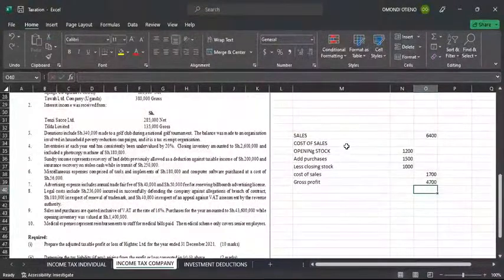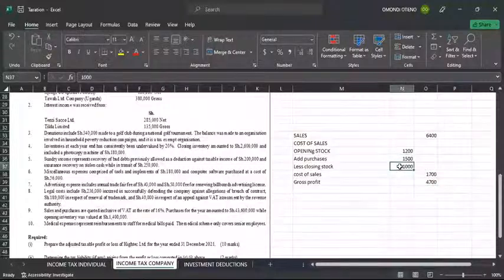So hapa ndani, inside our closing stock, ndani ya closing stock tuliambiwa kuna closing inventory and includes a photocopying machine of 180,000. So let's see. This photocopying machine iko ndani ya closing stock. So we want to see how closing stock affects our gross profit. Our closing stock here is 1,000 and we have a photocopying machine of 300. So tukiweka hiyo photocopying machine inside the closing stock, see what we are having as our gross profit.